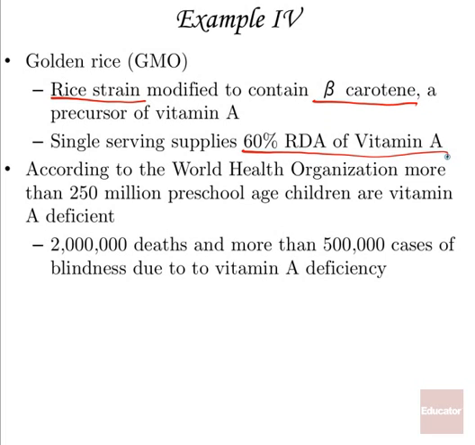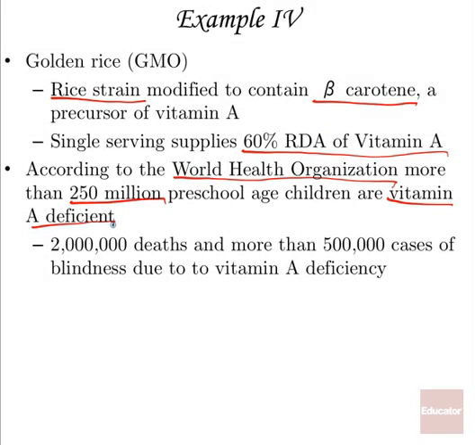Now, this is important because according to the World Health Organization, more than 250 million preschool-aged children are vitamin A deficient. And over 2 million deaths and more than 500,000 cases of blindness are due to vitamin A deficiency worldwide. So just the introduction of this strain of rice can help decrease this.